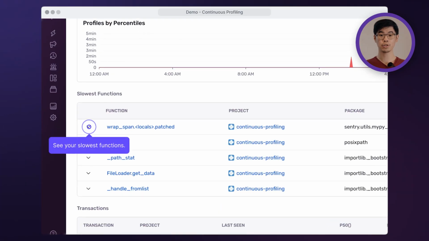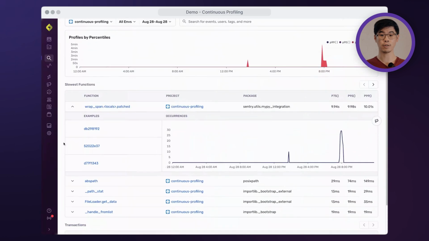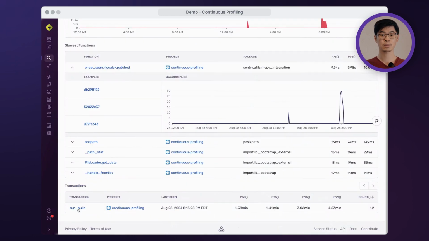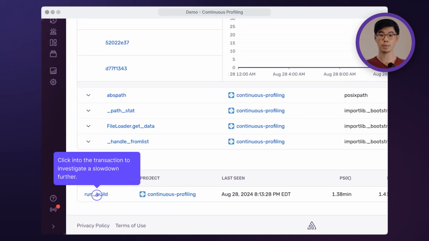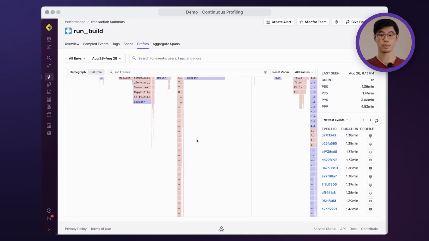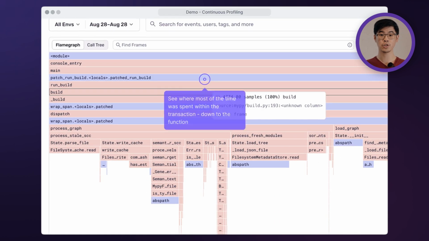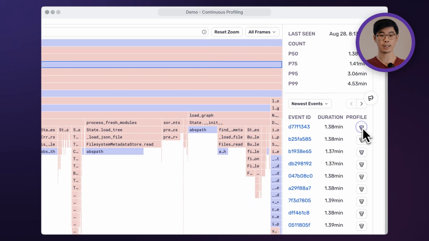On the profiling page, you can see a graph of the durations of various profile transactions, the slowest functions in the profile, as well as a list of all the transactions collected. Here, we can see the MyPy job that was instrumented. Clicking into a transaction, we are presented with an aggregate flame graph showing you where most of the time is spent within this transaction down to the function level and a list of profiles collected.